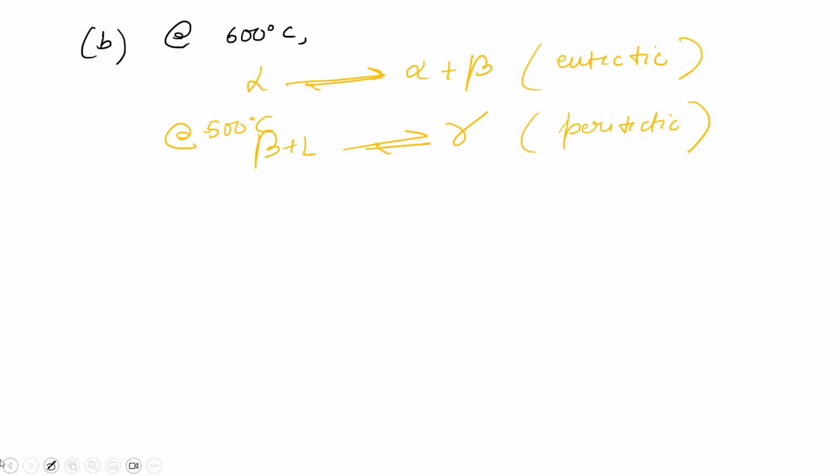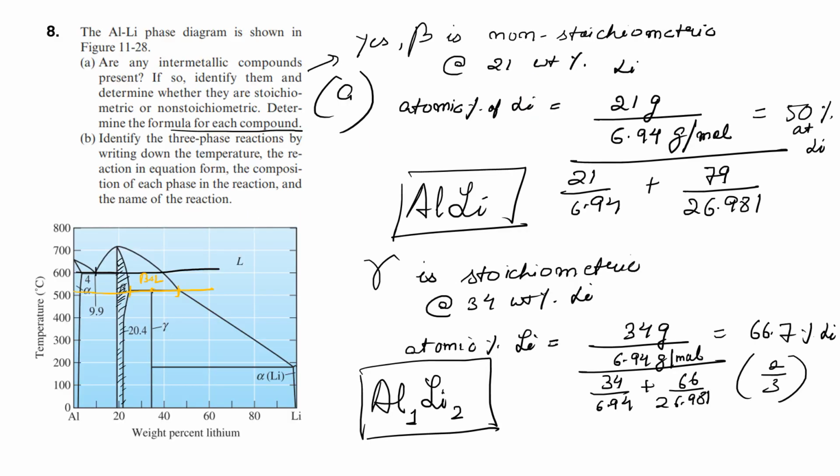The third question was the third invariant reaction, which is at about 170 degrees centigrade, as you have seen. At much lower temperatures, lower than 200 degrees centigrade, we have this eutectic reaction that is closer to the pure lithium phase. And here liquid transforms to gamma. So this is the gamma plus alpha.